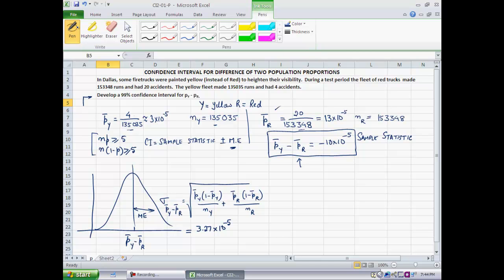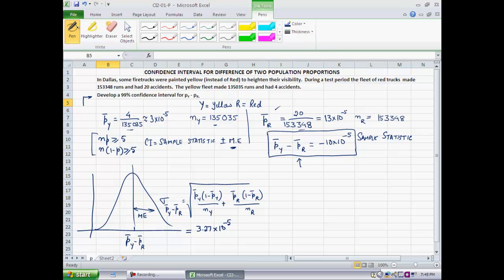But for the yellow trucks, n times p is actually 4, and n times 1 minus p is comfortably greater than 5. So it's marginal for the yellow trucks, but we'll still proceed on the assumption that those two conditions are met, and we have large sample conditions being met for both these samples, the yellow trucks and the red trucks. Given that, it follows that the sample statistic P bar Y minus P bar R has a normal distribution.